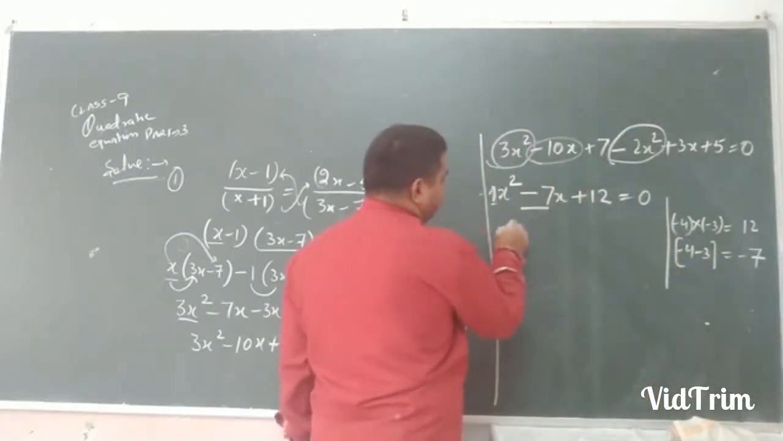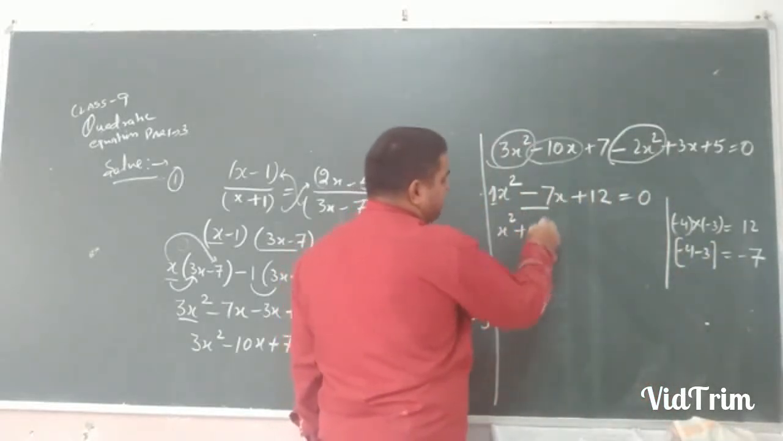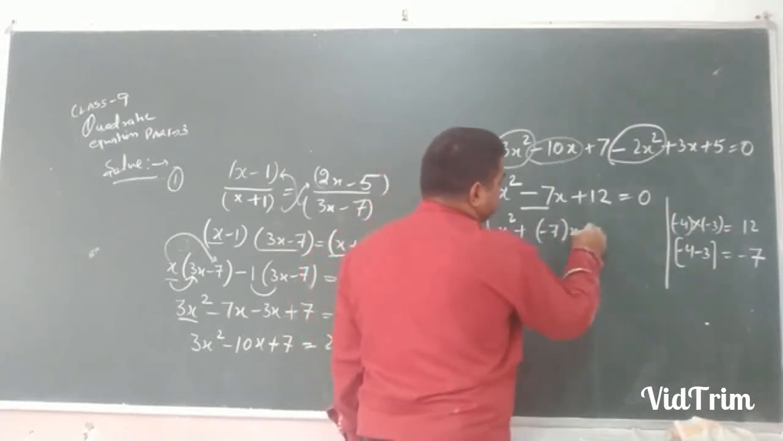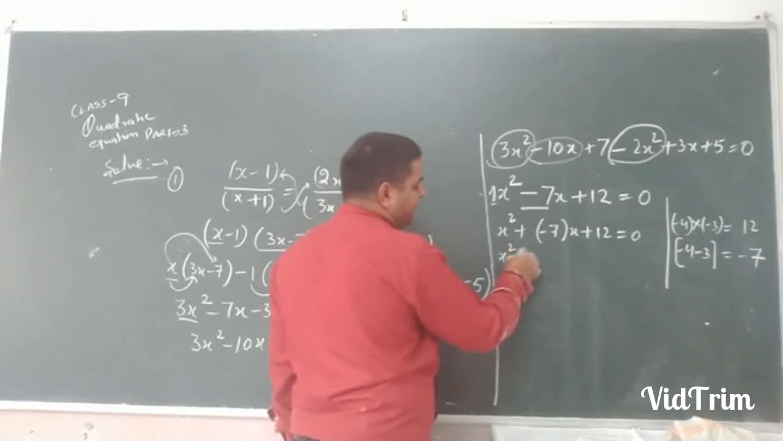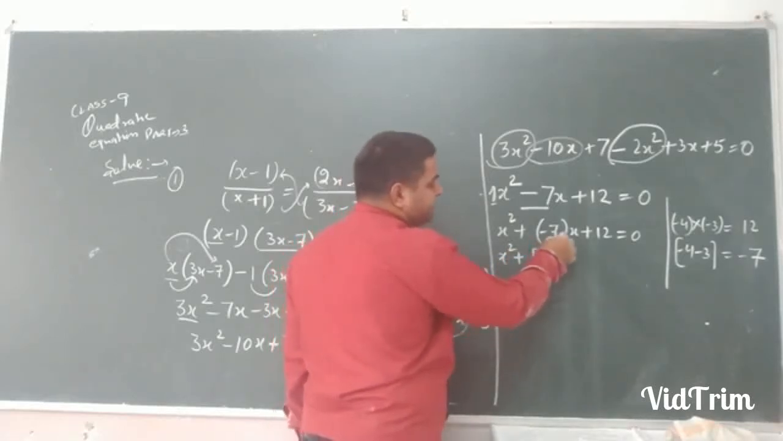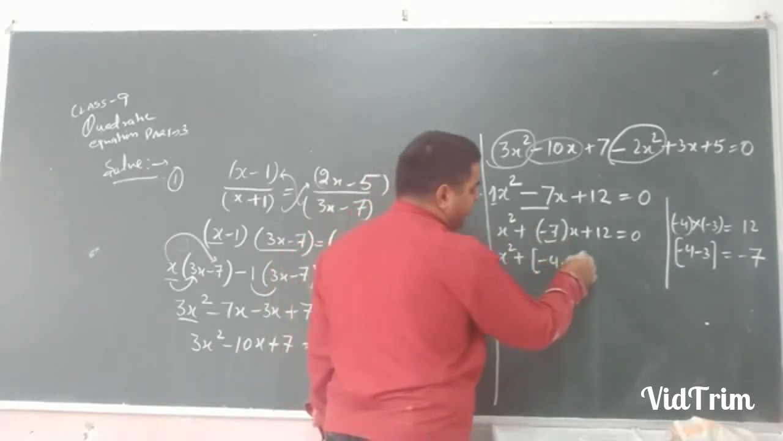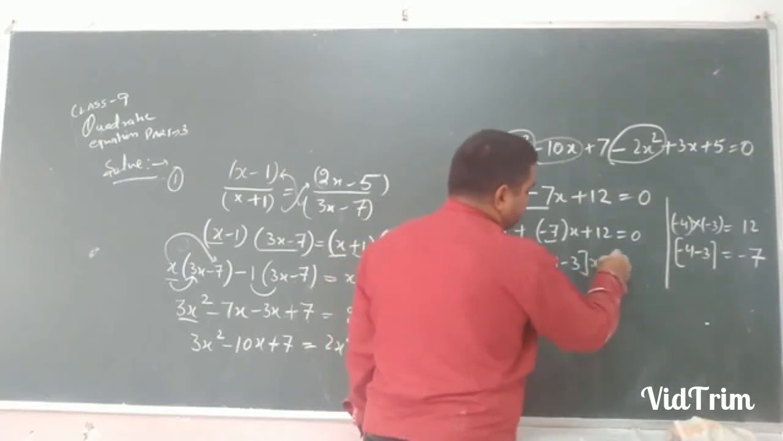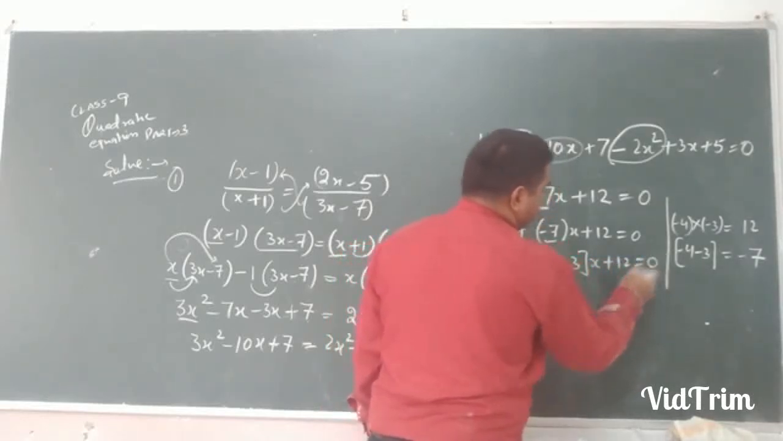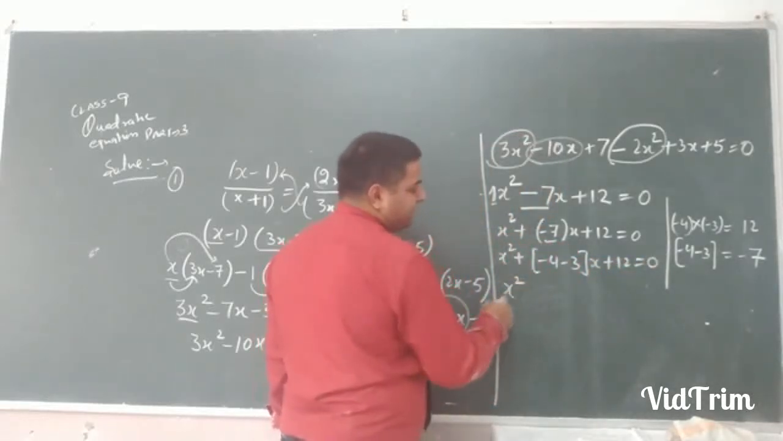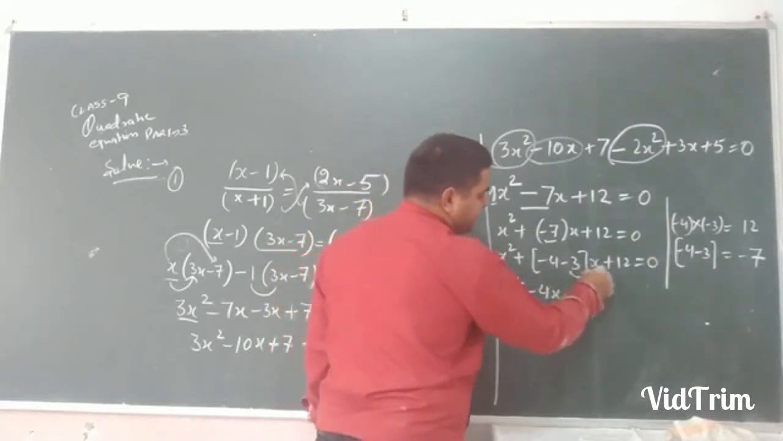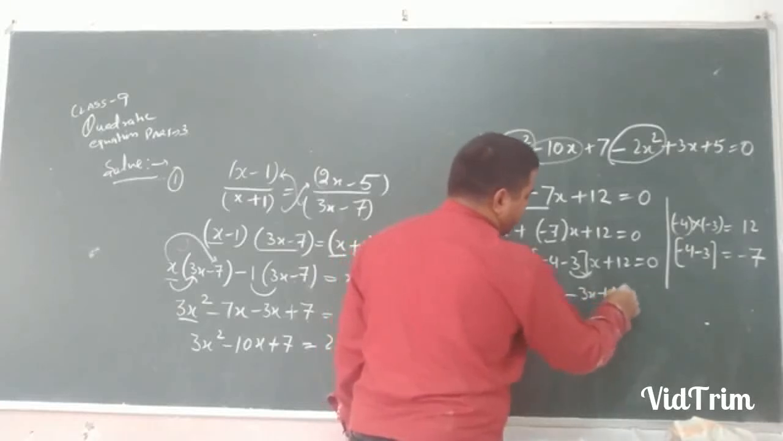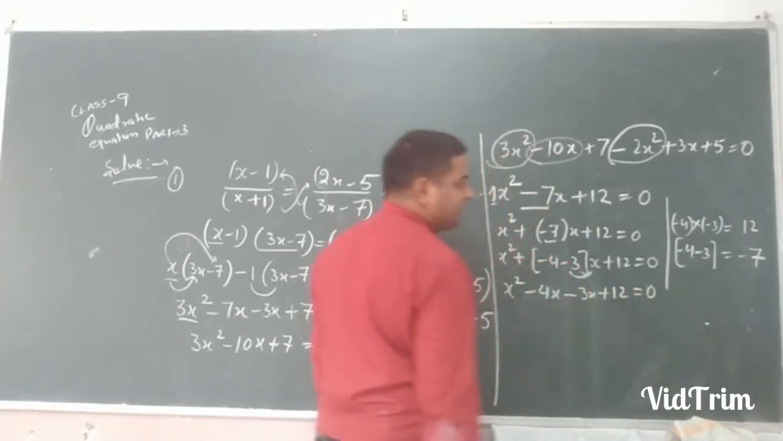So this can be written as x square plus minus 7x plus 12 equal to 0. Replace this minus 7 with minus 4 minus 3, so x square, open the bracket, minus 4x minus 3x plus 12 equal to 0.